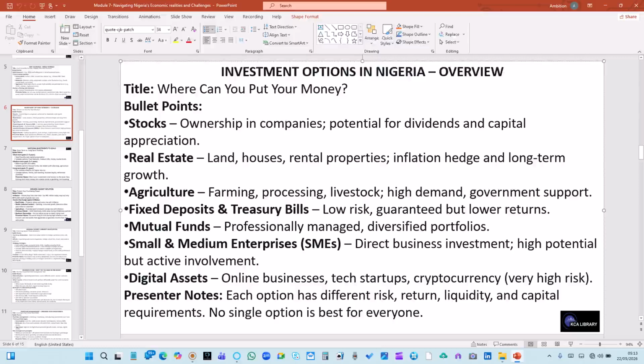Now we have digital assets, which include online business, technology startup, and cryptocurrency, characterized by high risk. Note that each option has different risks, return, liquidity, and capital requirement. Therefore, no single option is best for everyone.